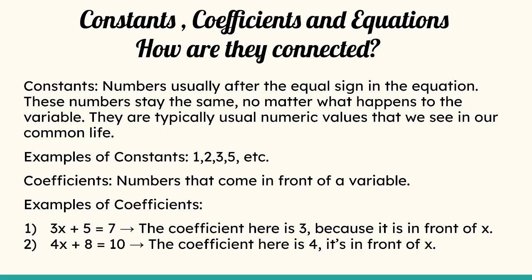So constants, coefficients, and equations, how are they all connected? Well, constants are numbers usually after the equal sign in the equation. And these numbers stay the same no matter what happens to the variable. They're typically usual numeric values that we see in our common life, like 1, 2, 3, 4, 5, real numbers, etc. Coefficients. Well, coefficients are numbers that come in front of a variable. And some examples can be, in our first example, 3x plus 5 equals 7, the coefficient here is 3, because it's in front of the x. And in our second example, 4x plus 8 equals 10, the coefficient would be 4.